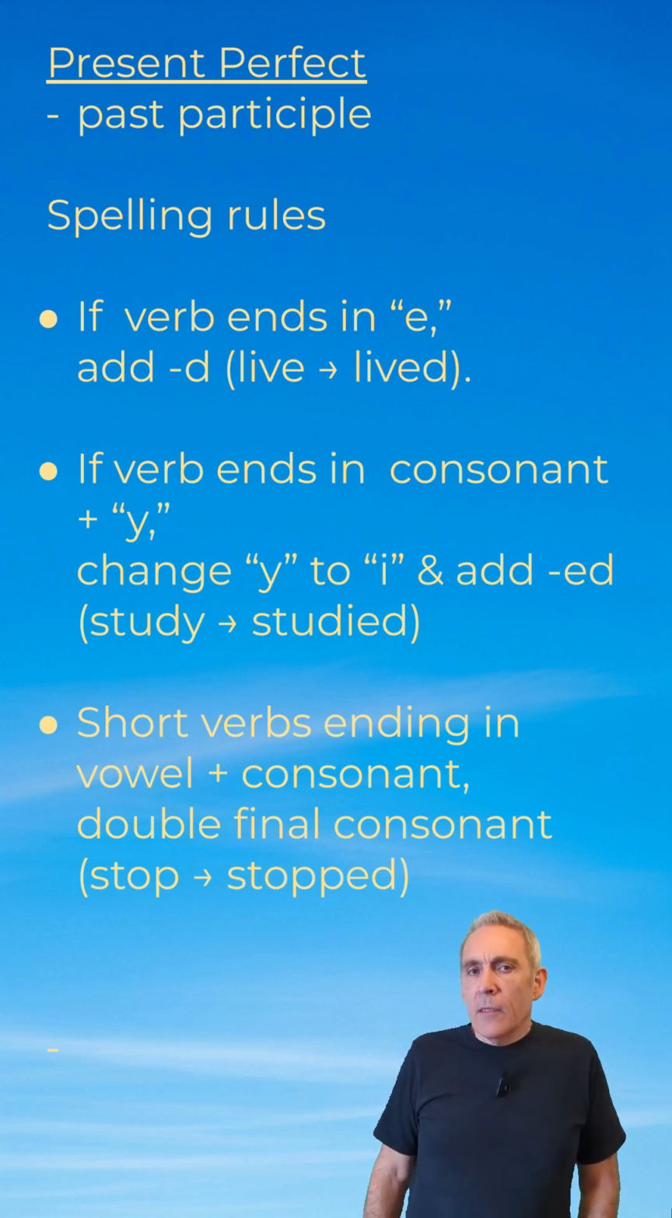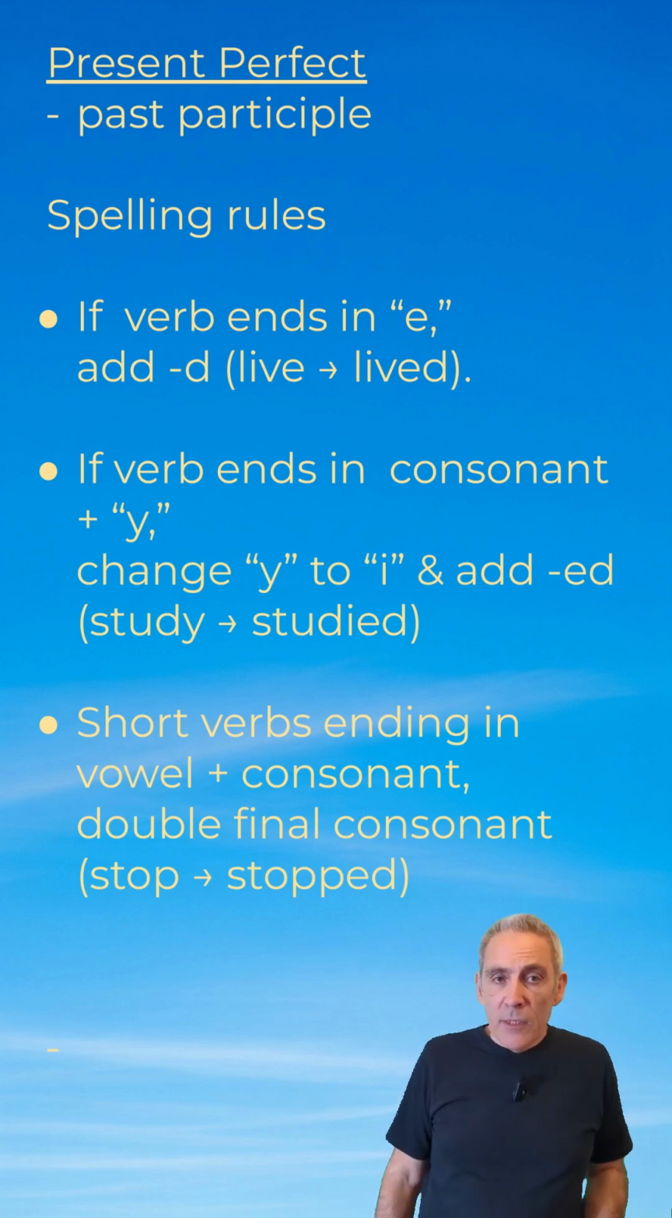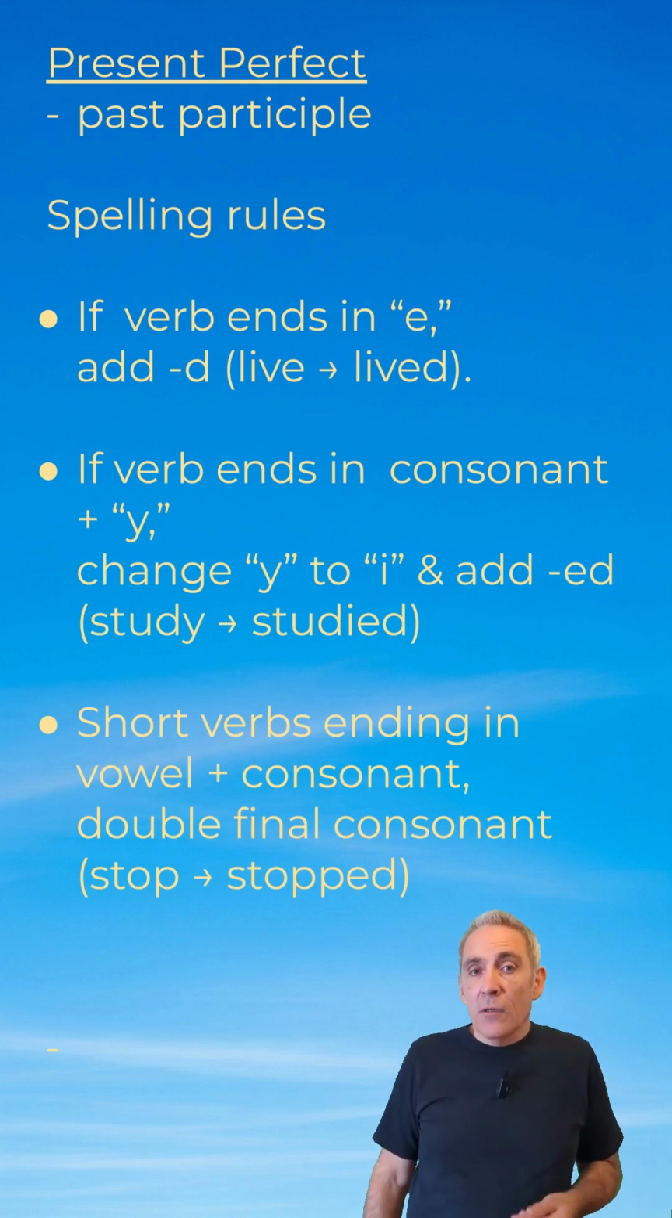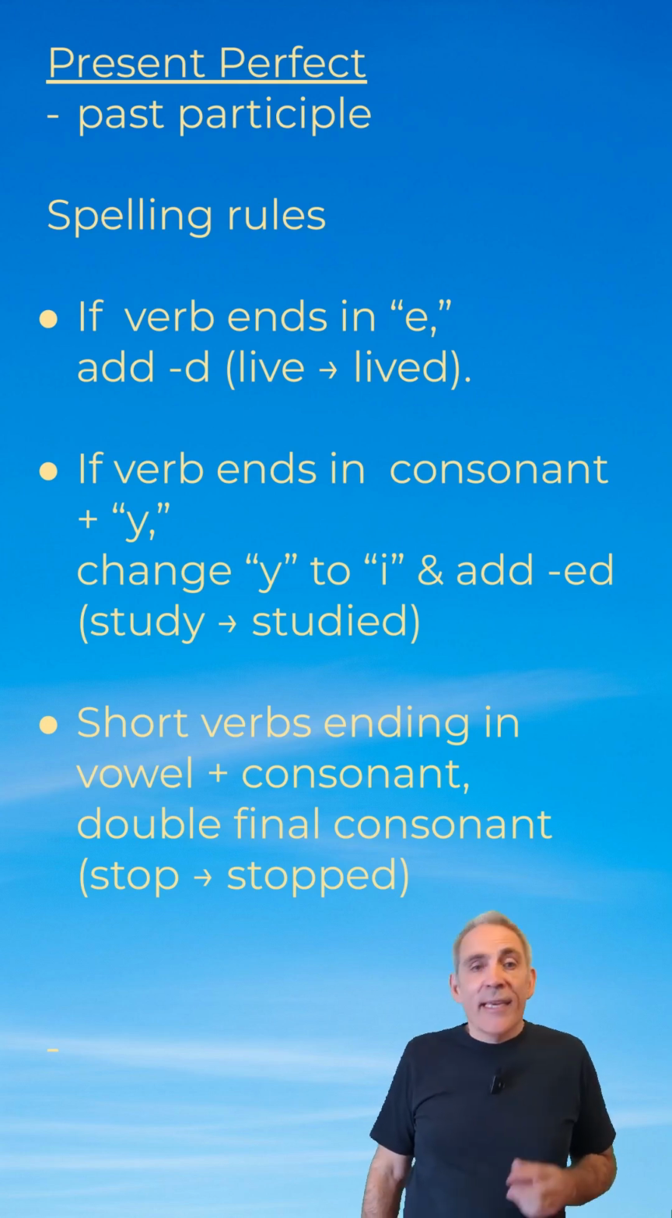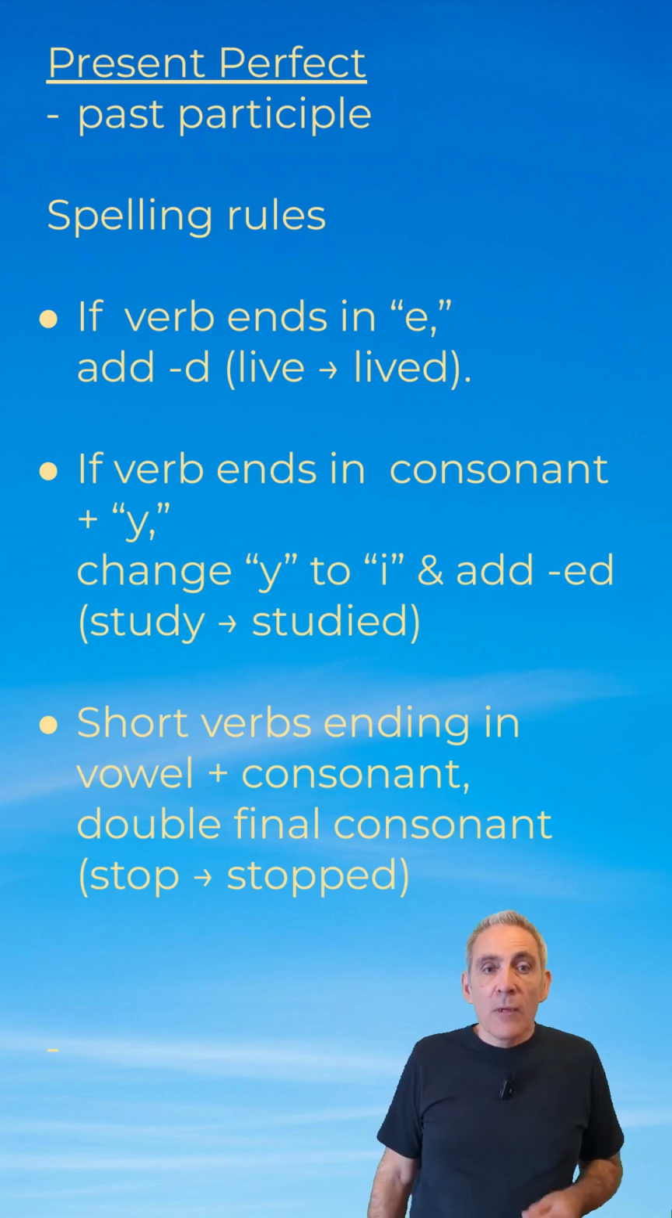In fact, the past participle for regular verbs, as you may have noticed, is identical to the past simple. Just remember that the structure of the present perfect is different from the past simple because it also has the auxiliary verb have.